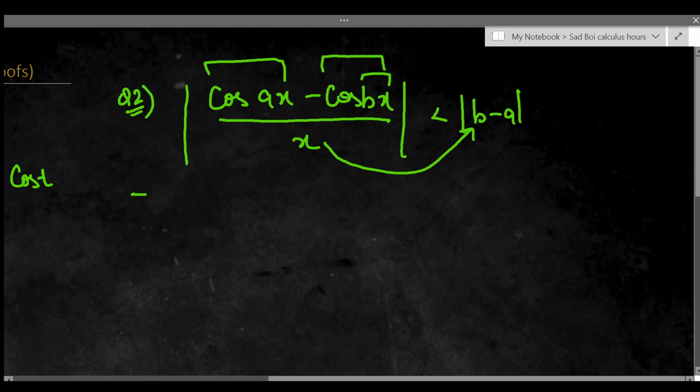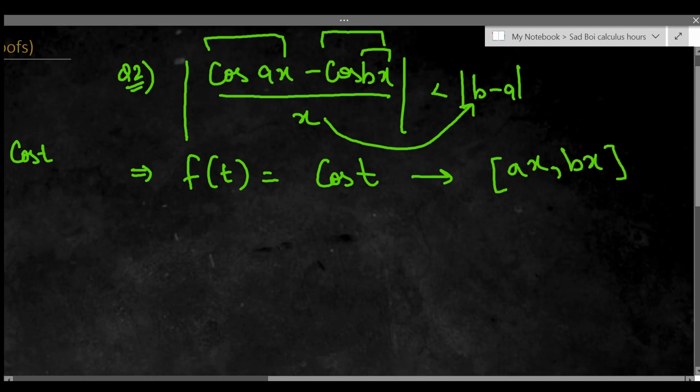So the next thing we're going to do is suppose a function f of t such that f of t is cos t, and we're going to say that this function lies in a certain domain, from ax to bx. Now we're going to assume that the mean value theorem is valid on it, considering that the cos t function is continuous between ax and bx because it's continuous for every x, and it is differentiable between ax and bx because it's differentiable for every x.